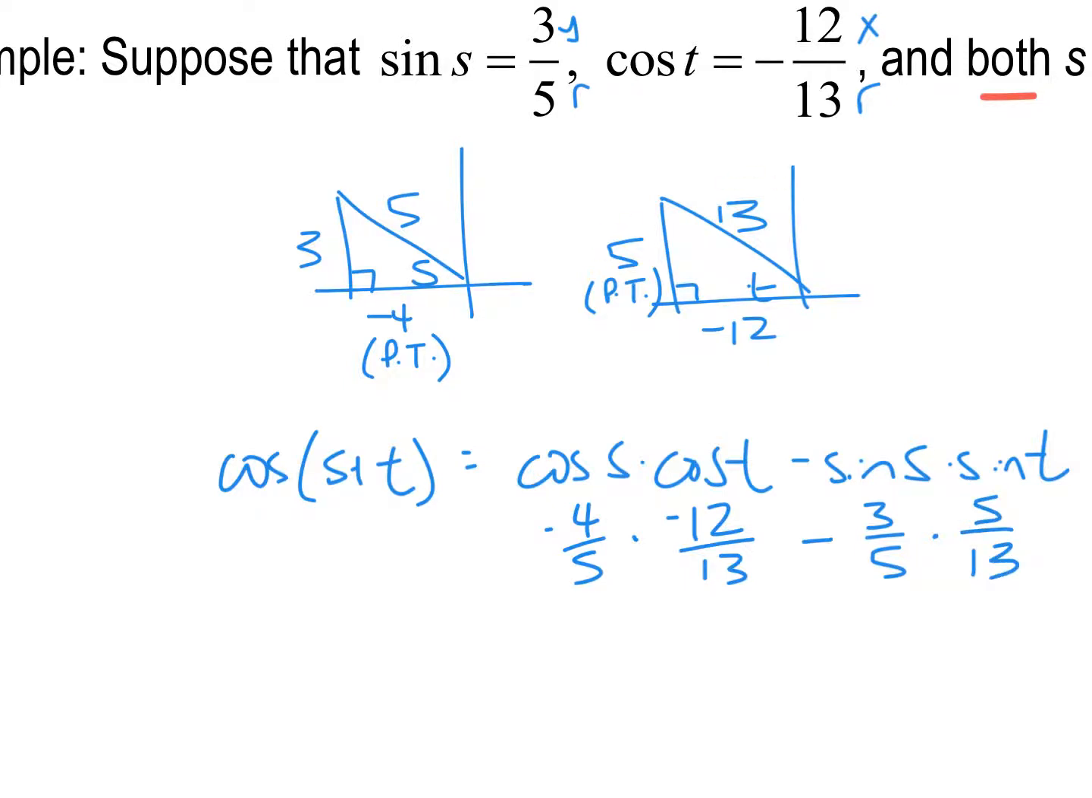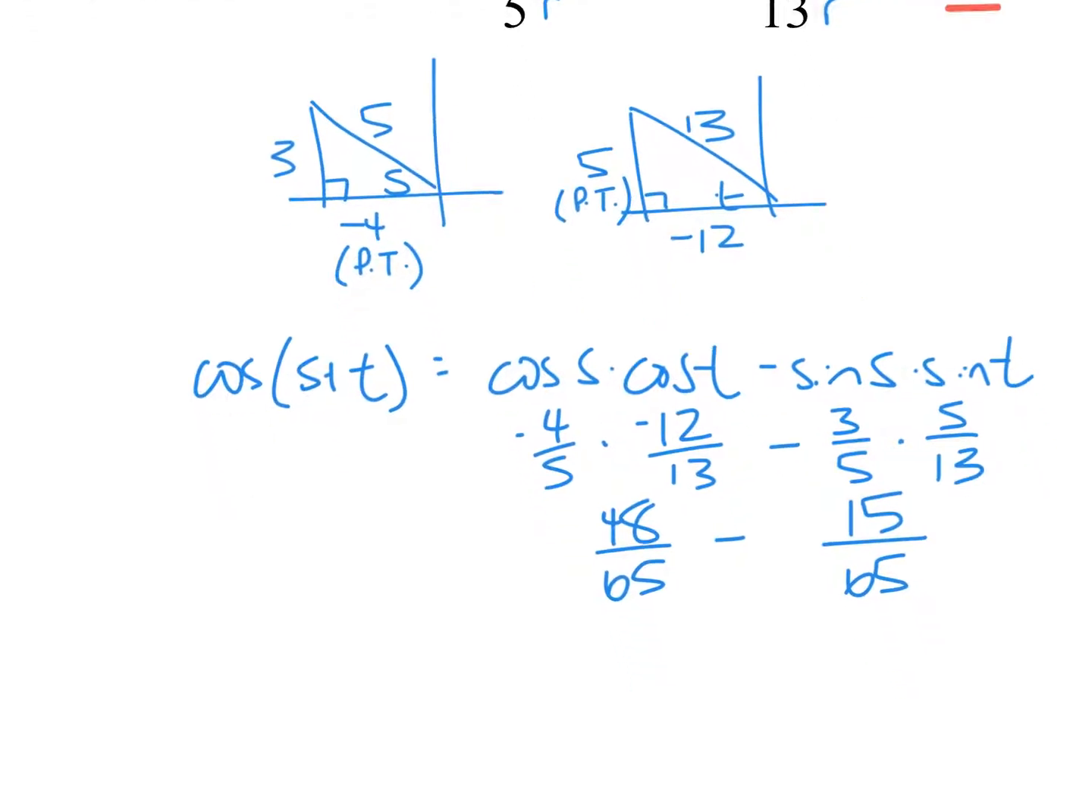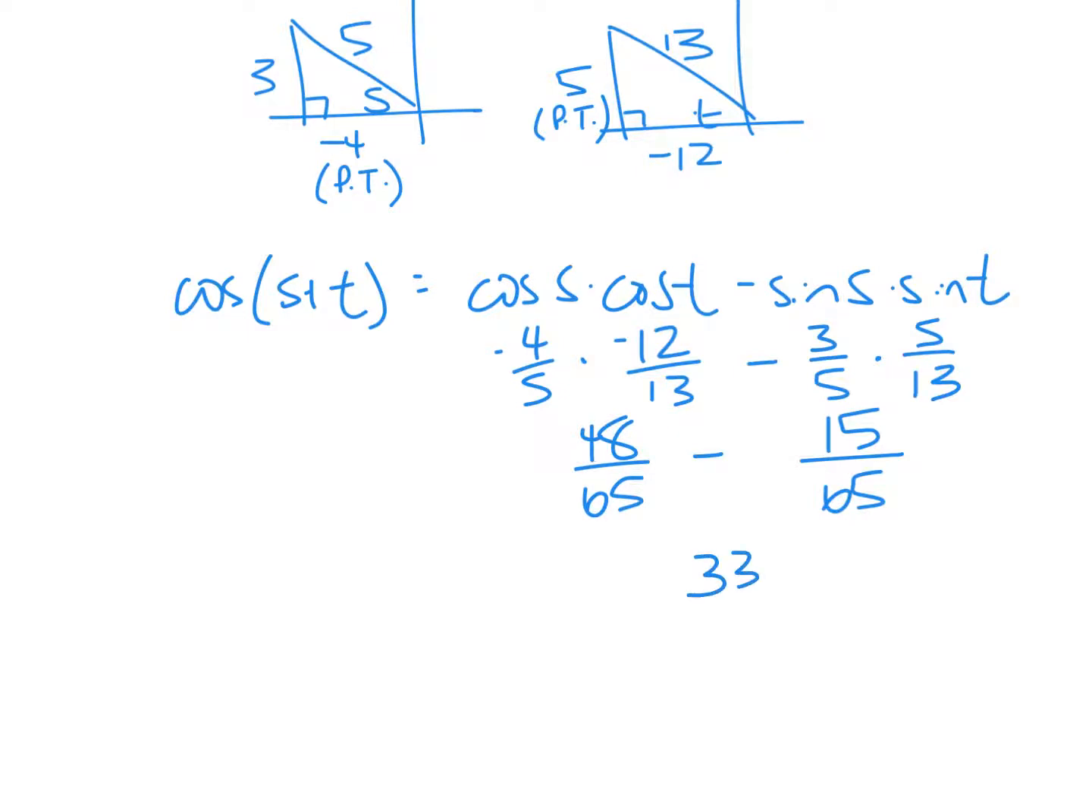And remember how to multiply fractions. You do top times top and bottom times bottom, so that makes this over 65. -4 times -12 is +48. Again, the denominator here is 65, so 3 times 5 is 15. 48 minus 15 is 33 over 65. Boom, shakalaka, we're done.